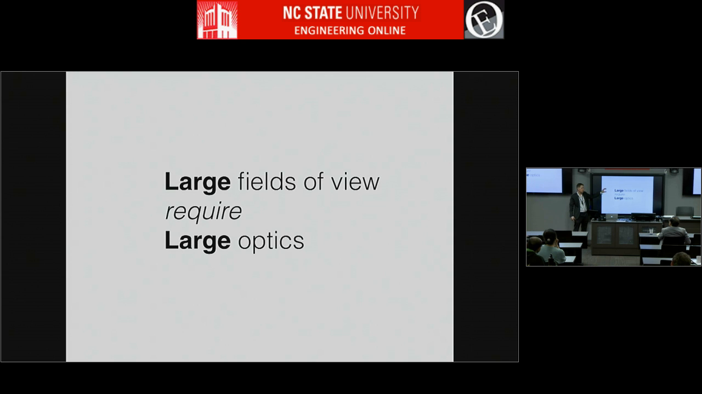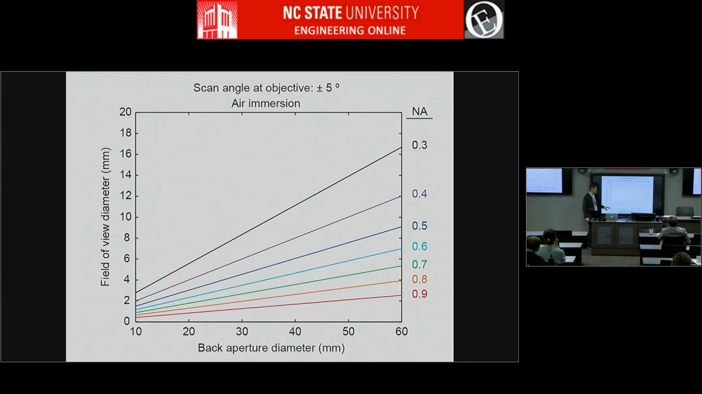Unfortunately, to get a large field of view with high resolution requires large optics. This is just graphing this problem out. Here on the x-axis is the back aperture diameter of the objectives, to give you an idea of the size of lens that you would need. The field of view diameter is a function of the focal length of the lens and the scan angle, and I'm assuming a scan angle of plus or minus 5 degrees at the back aperture of the objective. And actually, this is fairly ambitious. In most commercial systems, it's closer to 1 or 2 degrees. But here we're talking about plus or minus 5 degrees.